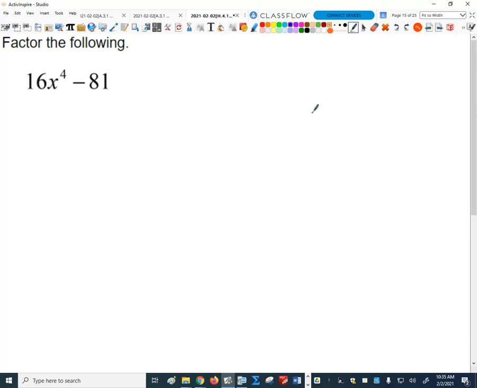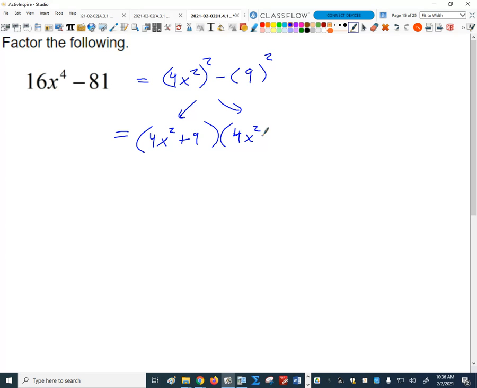Okay, so I could write 16x to the fourth as what squared? As 4x squared. Okay, that makes sense, doesn't it? If I square that out, I'm going to get 16 times x squared squared, which is x to the fourth. Okay, good. Minus 9, 9 squared. And so that's going to break apart into 4x squared plus 9 times 4x squared minus 9. Okay, good. Are we done?